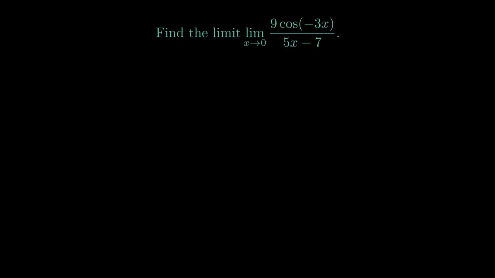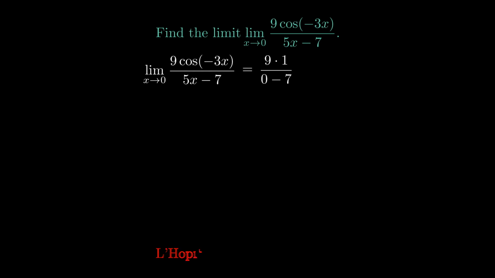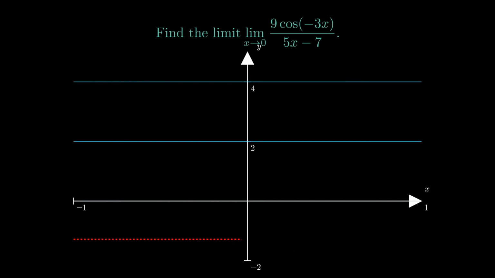We again first check to see if the L'Hopital's rule applies. And evaluating at 0 gives us 9 over minus 7, so we're done. We do not need to use the L'Hopital's rule, we simply need to evaluate the limit. And again, we can verify this graphically.